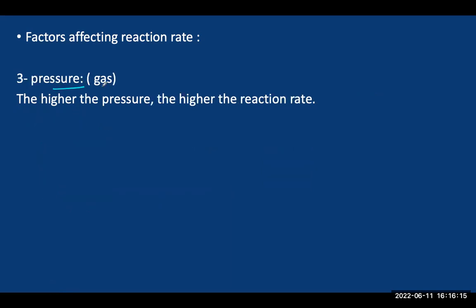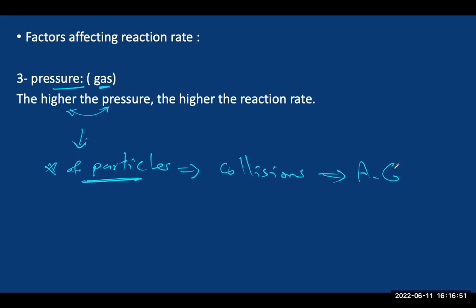Okay, pressure. When we are talking about pressure, of course, we are talking about gas. So again, what does higher pressure mean? Higher pressure means a higher number of particles. And if we have a higher number of particles, we have a higher number of collisions. And with a higher number of collisions, we could form the activated complex more easily. And if you form the activated complex more easily, the rate of the reaction is higher.